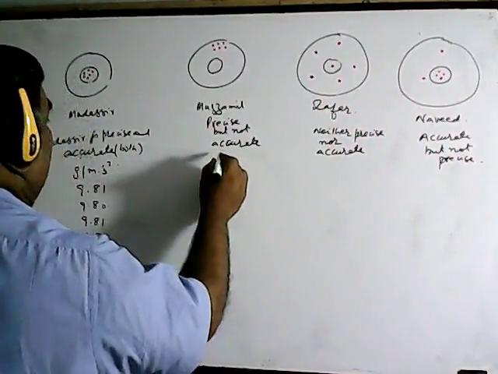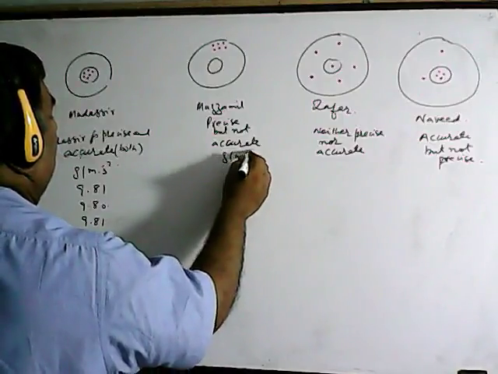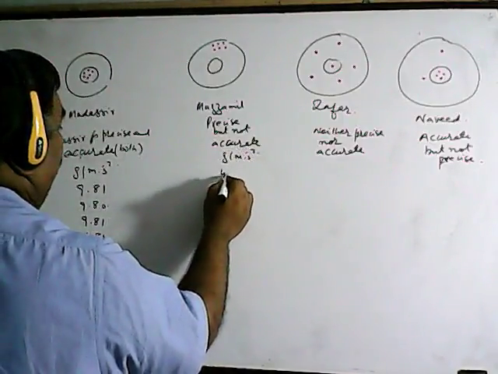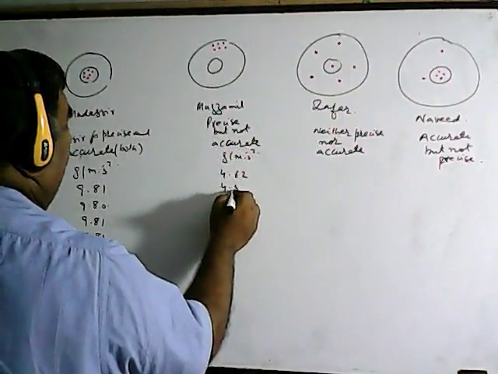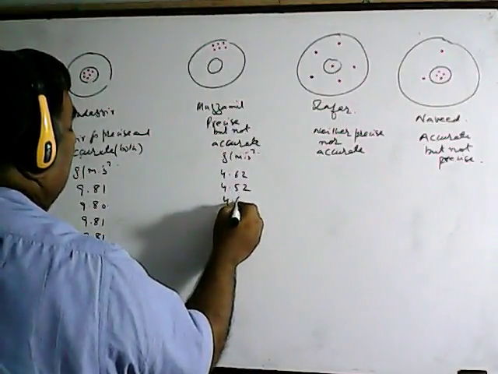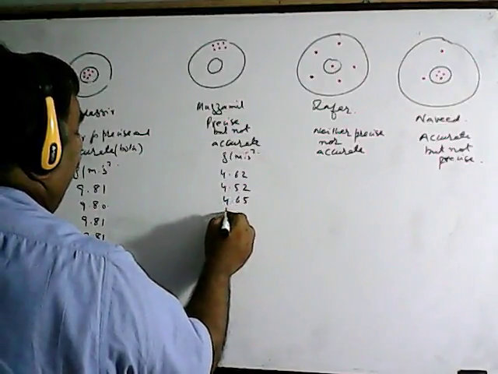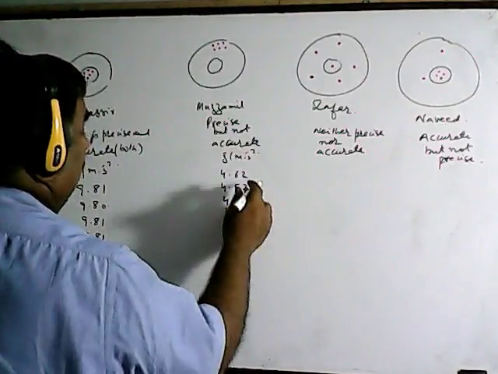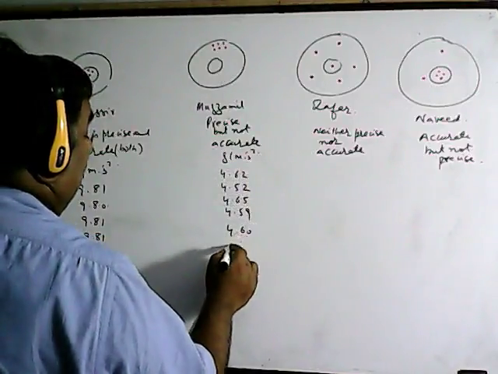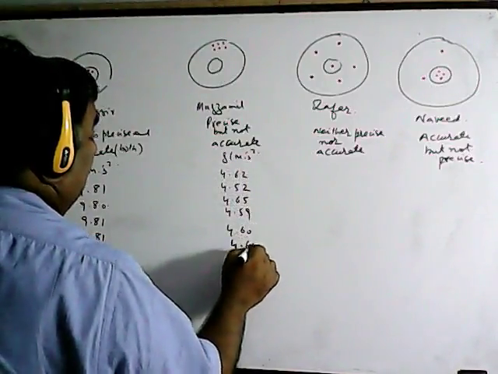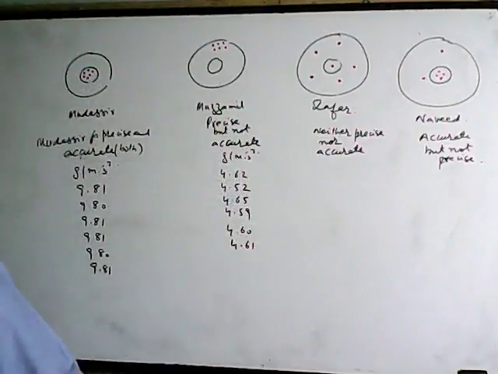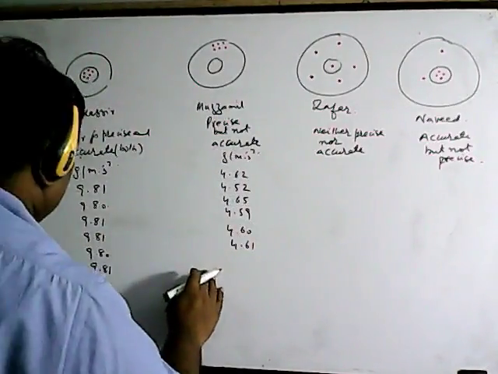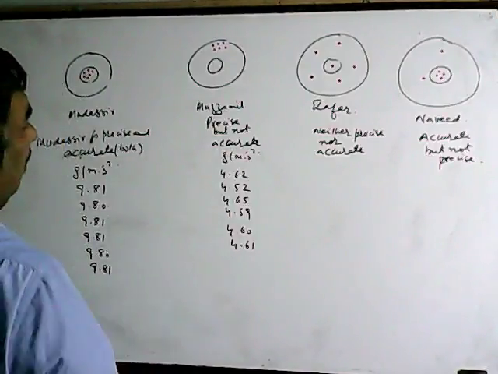Now Muzammil is precise but not accurate. For example, he is varying g always like this. Suppose he has 4.62, 4.52, 4.65, 4.59, 4.60, 4.61. Now these readings are very close, but they are not close to the actual value. So they are precise but not accurate.